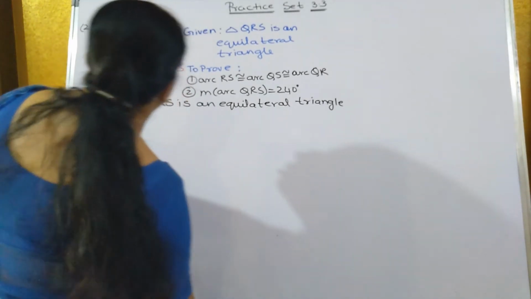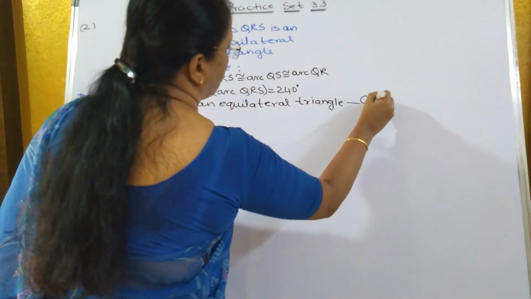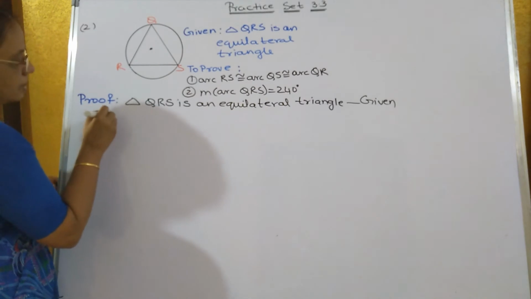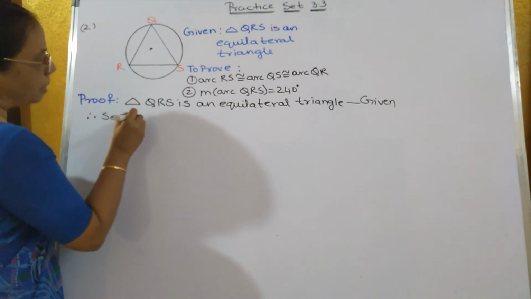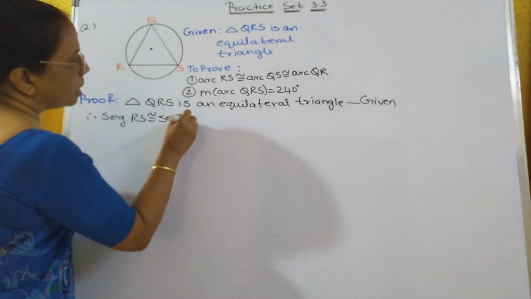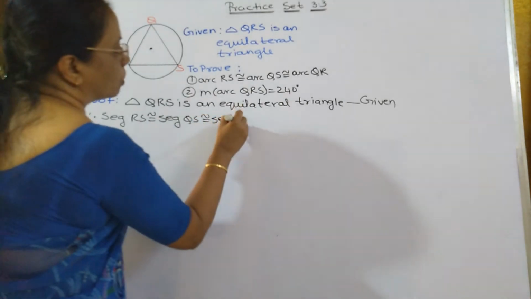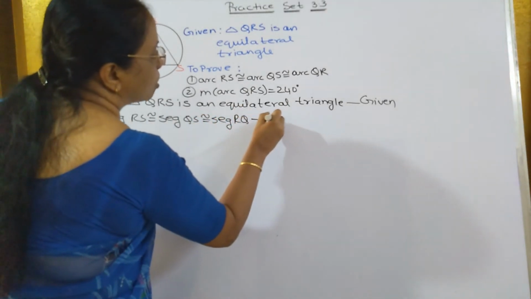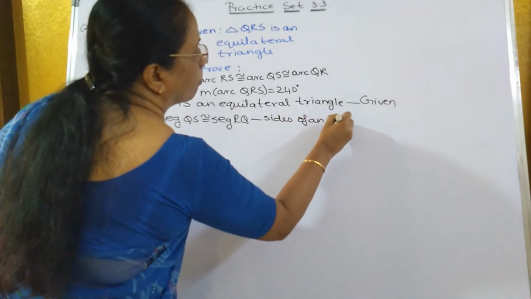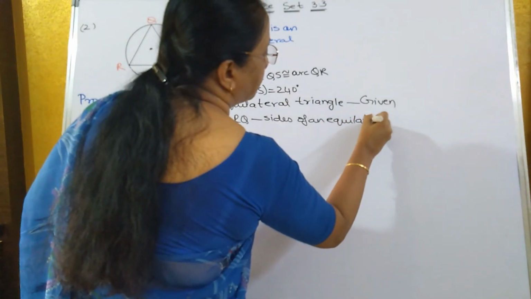Now here triangle QRS is an equilateral triangle, that is already given. Therefore segment RS is congruent to segment QS is congruent to segment RQ. Reason what you'll write: sides of an equilateral triangle.